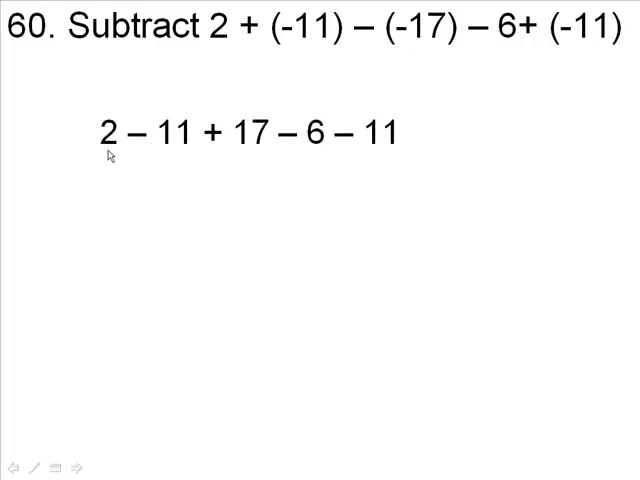We have $2 in our bank account. We write a check for $11. Now what happens? We're $9 overdrawn, aren't we? How do we say $9 overdrawn? A negative 9. So now we owe 9, or we're $9 overdrawn.